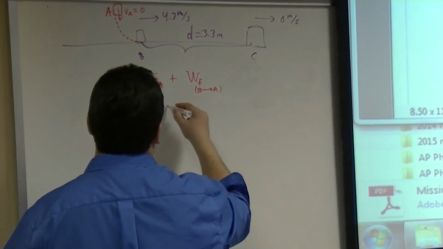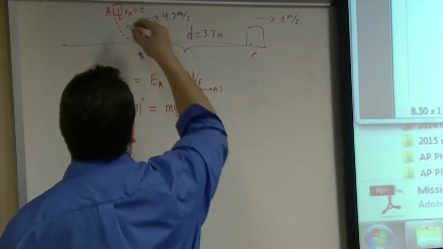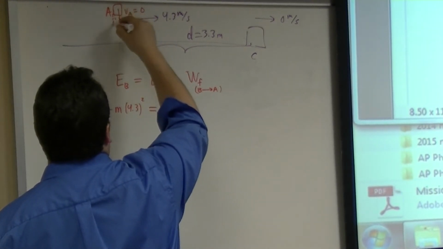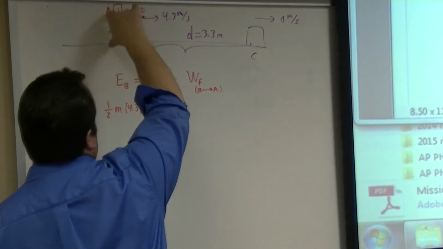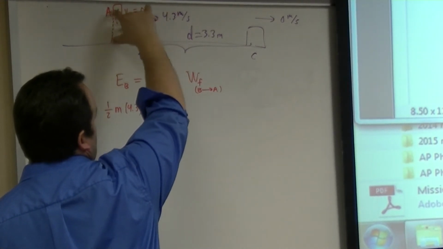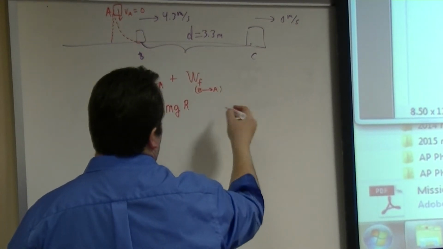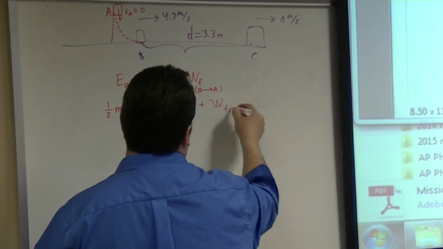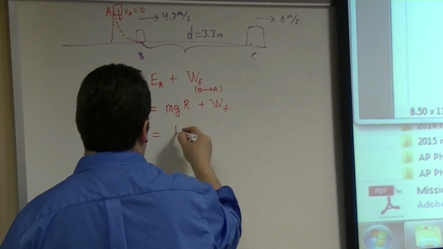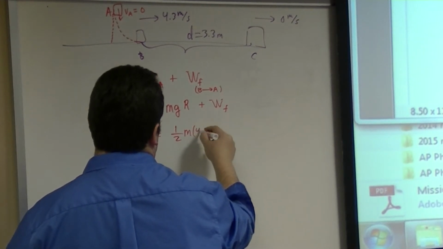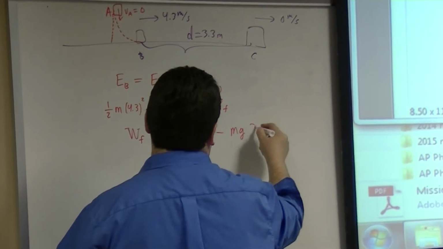And you have mg, the height at A, right? What's the height here? Yeah, it's r, right? Because if r is the radius, it's also the height. If you look at this distance, it's the same as that distance, right? So the height is r. So mgr plus the work done by friction. So work done by friction will be equal to 1/2 m times 4.3 squared minus mgr.